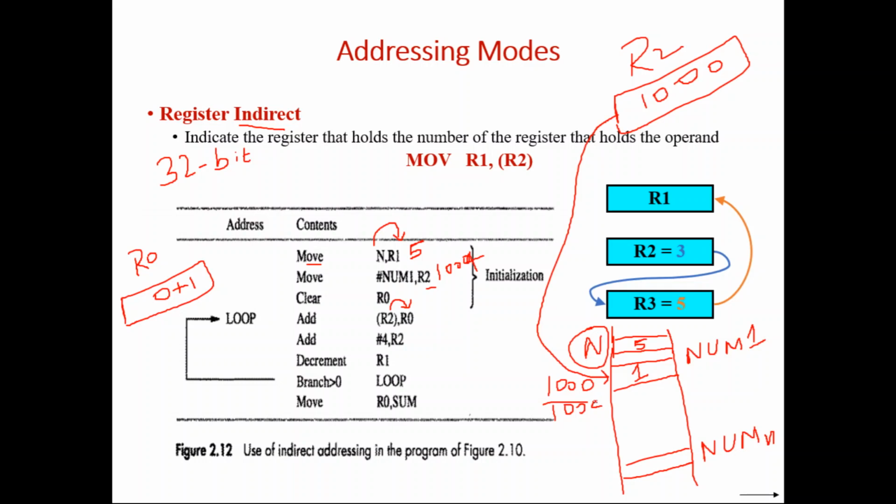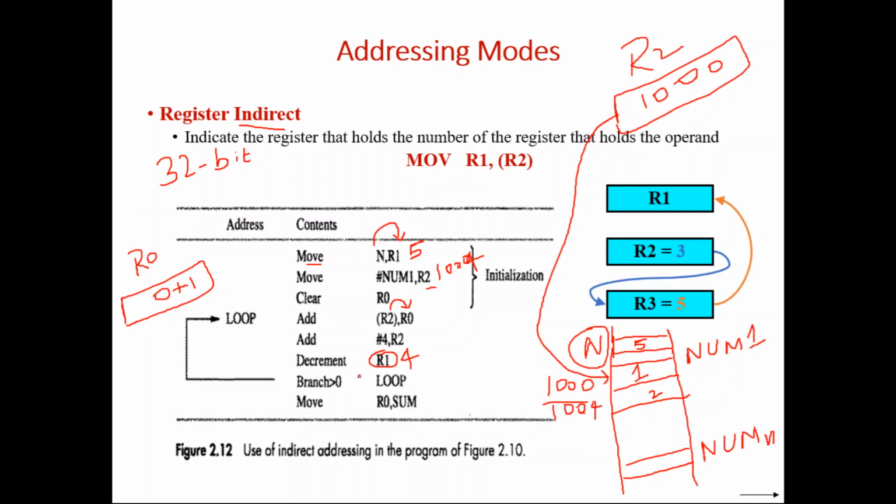The next value is stored in the location 1004. Okay, so say the next value is 2. Now R2 is holding 1004. Then what we are doing, decrement R1. Decrement R1 means previously R1 was 5, now R1 will become 4. Then you are checking branch greater than 0.